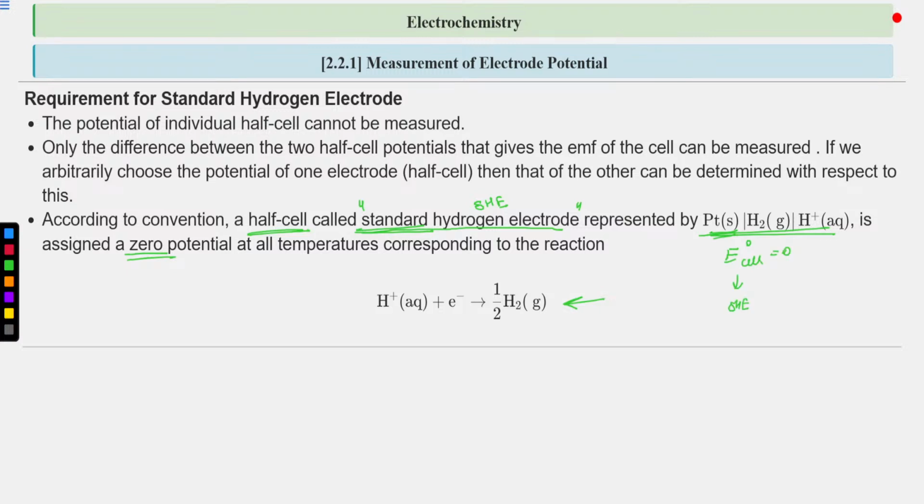Now in the later slides, you will see how we use this SHE electrode with the other half cells to make a complete cell, and how we use this zero potential property of the SHE. The reaction associated with the SHE is this one, in which the hydrogen ion gains one electron and converts into hydrogen gas, right?